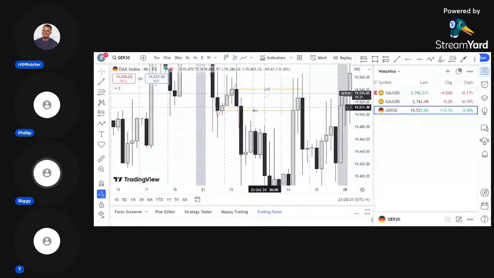So now you can see that we have the 4 hour zone. The market can come to this zone and violate it, because the market knows that it has a reserve where it can react from. It's just like us, like individuals.